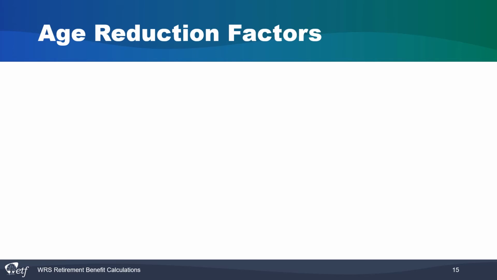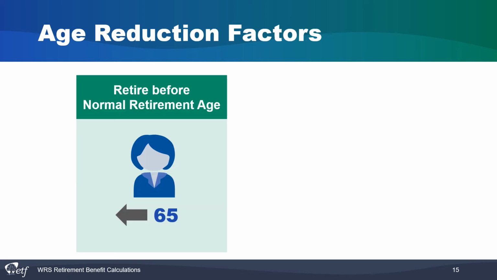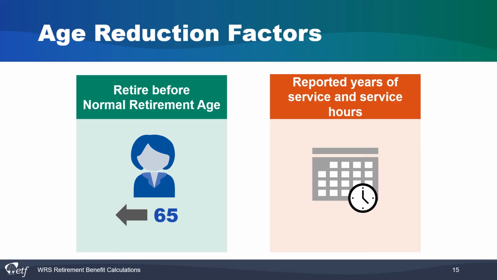The age reduction factor used in the formula benefit calculation is determined by two factors. If you retire before normal retirement age, your benefit will be reduced. The second factor is the number of reported years of service and service hours. The more years of service you have, the less of an age reduction factor there will be.